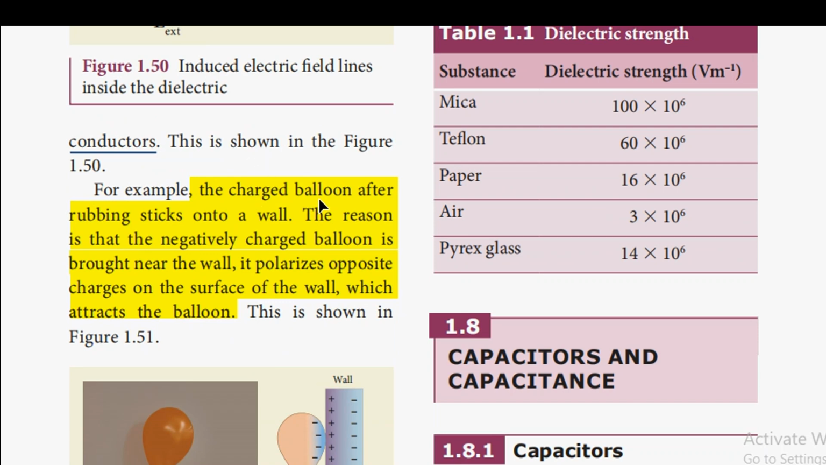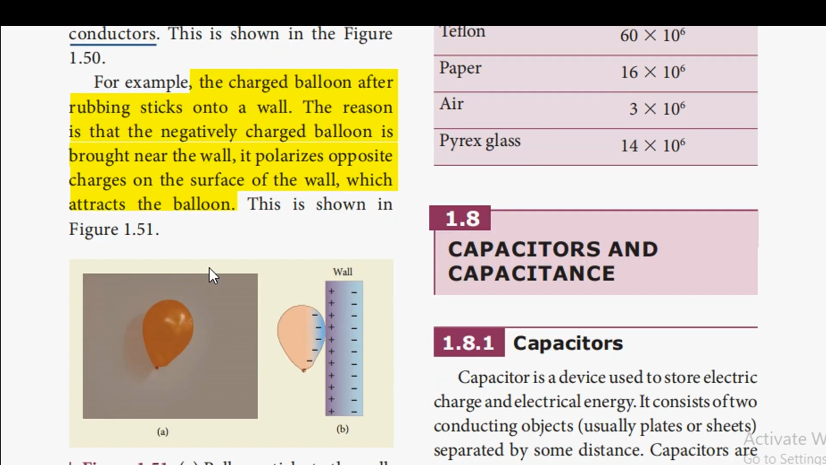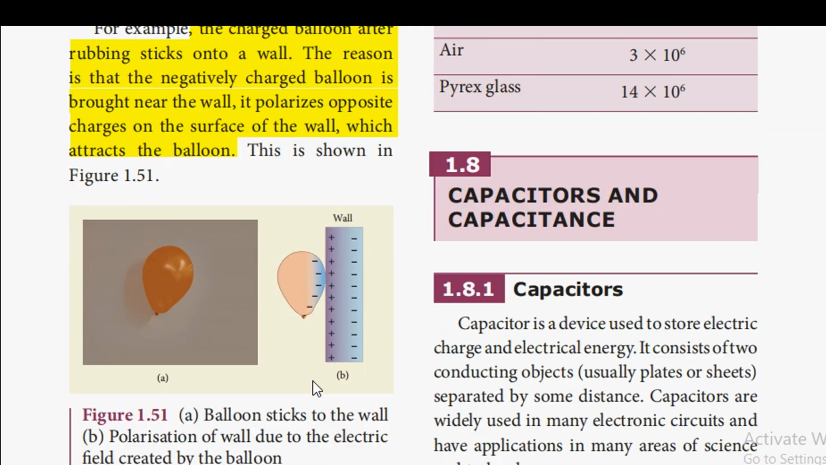And for example, the charged balloon after rubbing sticks onto a wall like this. The reason is that the negatively charged balloon is brought near the wall. It polarizes opposite charges on the surface of the wall, which attracts the balloon like this. So here the negative charges are there in the balloon, and it induces positive charges on this side. Therefore, the balloon sticks to the wall.